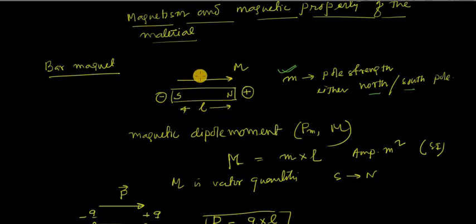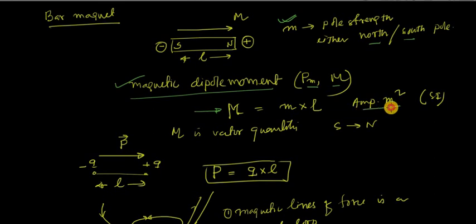Every bar magnet or magnetic dipole has a dipole moment, called the magnetic dipole moment. It can be represented either by PM or by capital M. For simplicity we will consider it as PM. PM is the magnetic pole strength times the separation between the poles, m into L, and its unit is ampere meter square. Later I will discuss why this unit is ampere meter square. Until now, just mark up this formula. PM is a vector quantity, and the direction of PM is always from south to north.